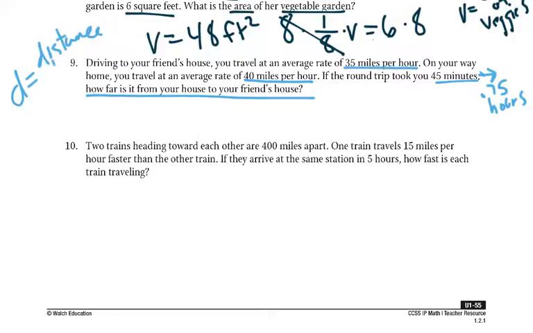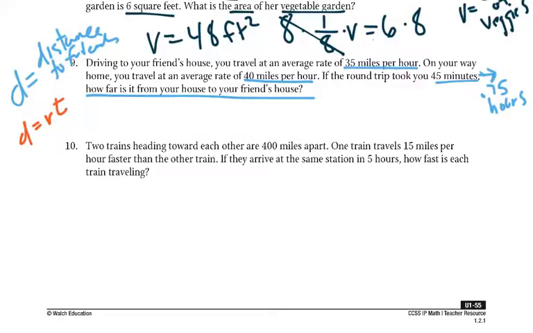The distance to your friend's house. Okay, and that's the same distance whether you travel both ways. Okay. So, when we know the distance, now in order to figure this one out, we're going to have to think through it a little differently. And there's a formula for distance. It's called rate times time.